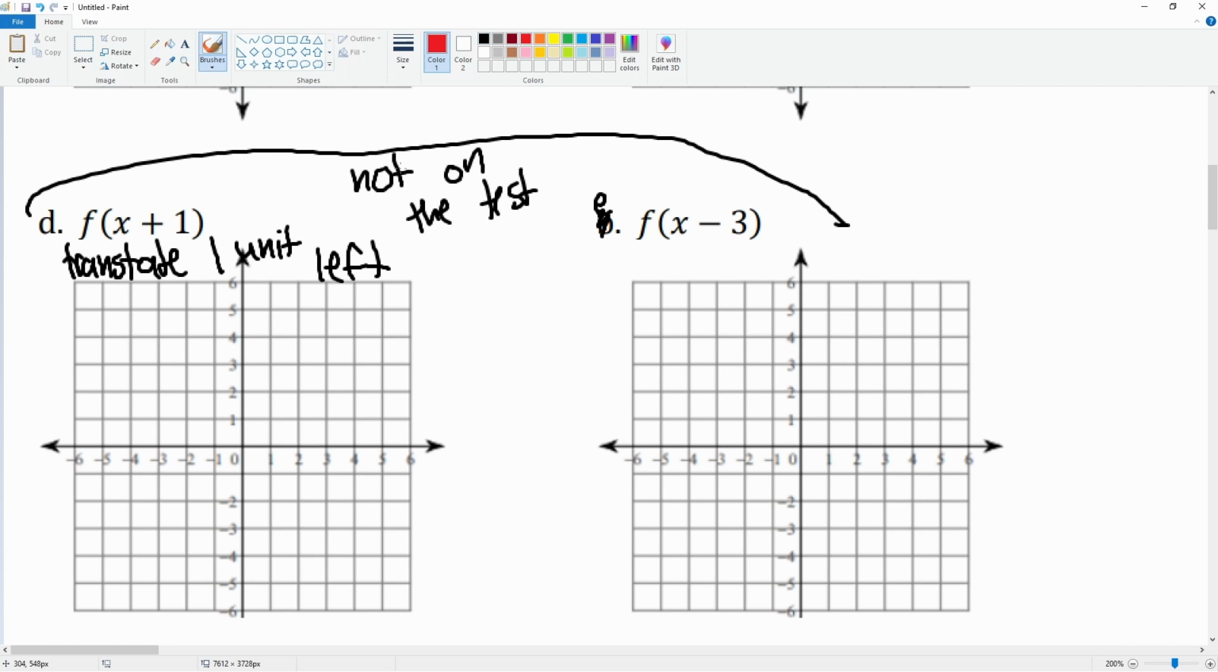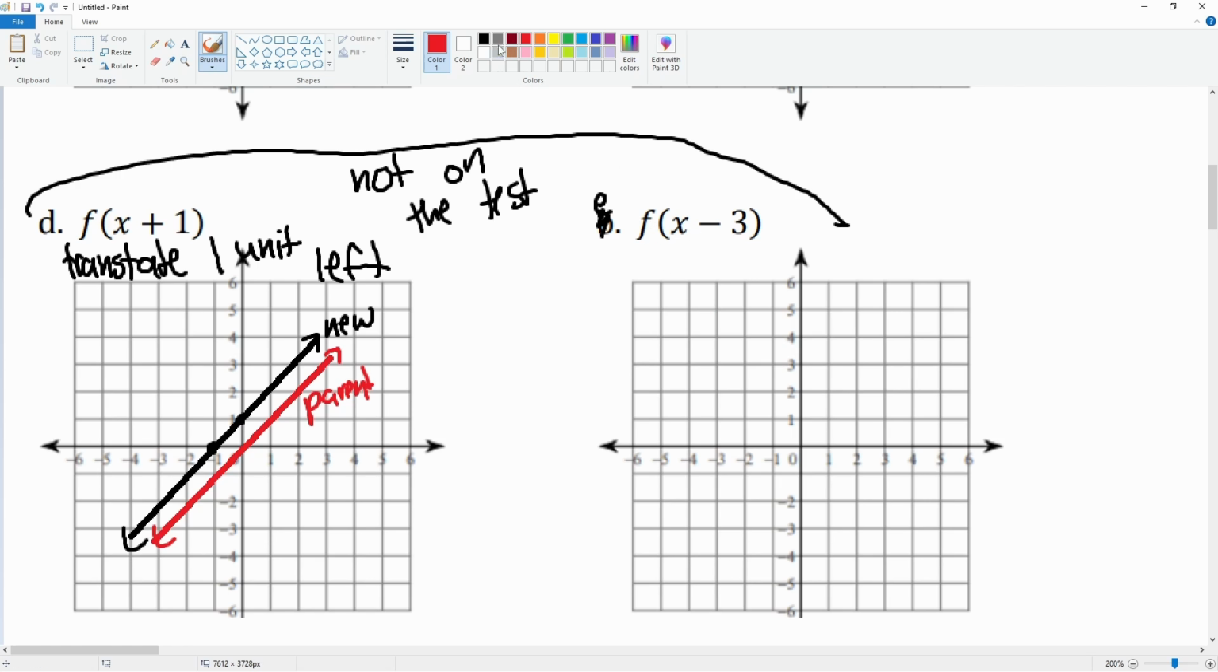So it just moved over here, and up 1, okay? So that's how it would look. So this is the new one. And the parent is the original one right here. That would be the parent. So it was translated 1 unit to the left.